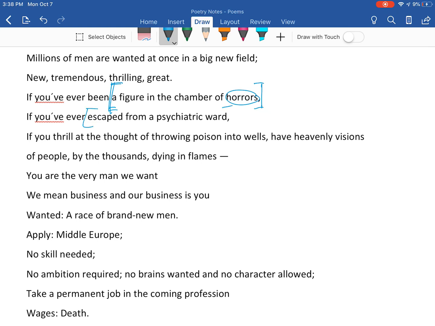Then it says they want people who have escaped from psychiatric wards, or thrill at the thought of throwing poison into wells, or have heavenly visions of people dying by the thousands, dying in flames. Obviously, there's not a person in the world that would outwardly say that they enjoy those things. I mean, we would probably call that person a psychopath. So when they're creating this advertisement, seeking out these people, they're obviously not genuinely asking for these types of applicants.